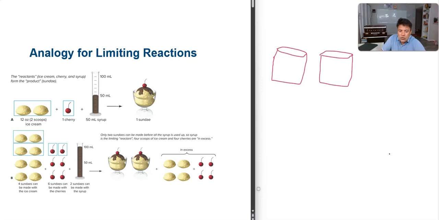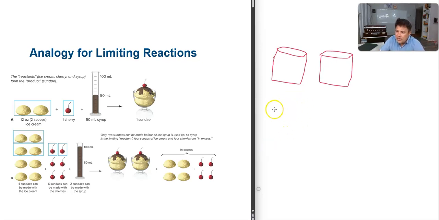Then look at that, 2 scoops equal to 1 cherry, another 2 scoops equal to 1 cherry, but still you have 2 cherries left behind, right? Pretty simple. Whatever is left behind is the excess. These scoops and cherries are left behind because you have only 100 ml of syrup. 50 ml syrup means 1 sundae, 100 ml syrup means 2 sundaes. To make 2 sundaes, you need 2 cherries and 4 scoops, but you still have 4 scoops and cherries left behind.